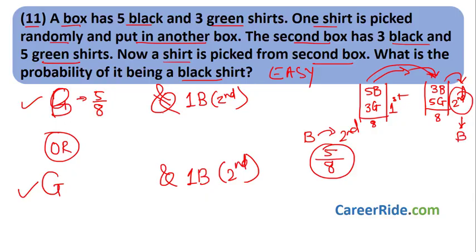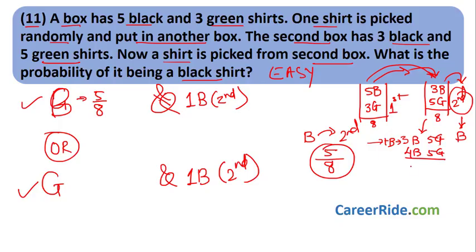Now what you do? And after this you choose one black shirt from the second box, okay. Now the second box initially had 3 black and 5 green shirts. This one black shirt gets added. How many black do you get? You get 4 black shirts and 5 green shirts. Now you choose one black from this.